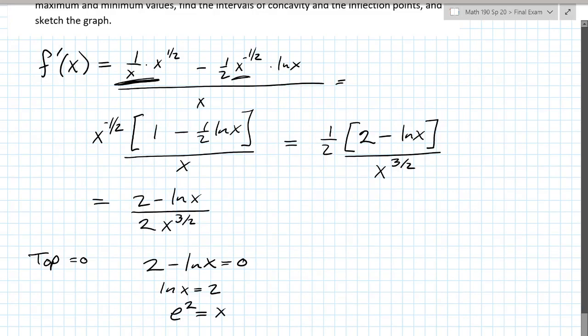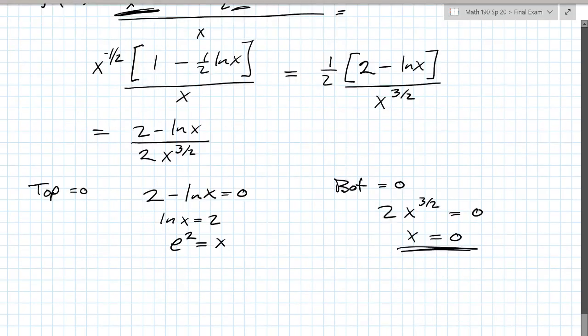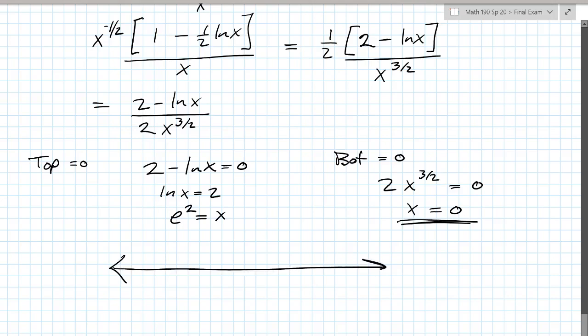On the other hand, we have when the denominator is equal to 0, when the bottom equals 0, that is when 2x to the 3/2 is 0, or when x is 0. This is already not part of the domain of the problem, so that is an endpoint of the domain. So I'm going to use a number line to determine the intervals on which this function is increasing or decreasing. Here you have 0 and nothing is happening to the left because it's outside of the domain of the problem. Here we have e squared. All I care is whether the derivative is positive or negative, and that tells me about the slope. That tells me about the shape of the f of x.